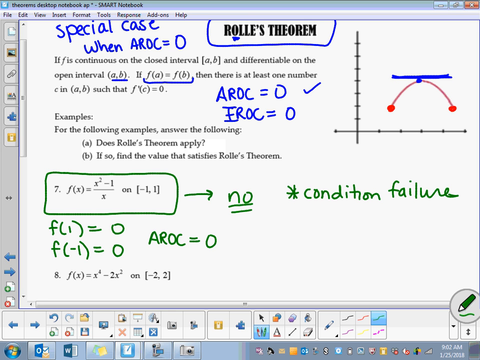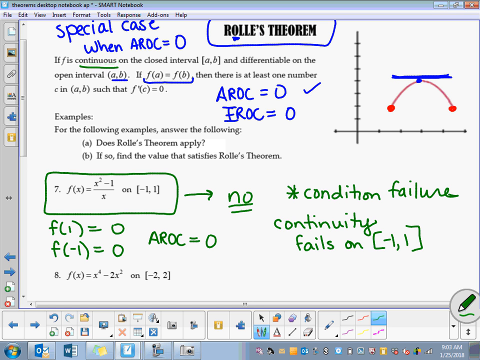Before we worry about the average rate of change being 0, we have to make sure we've got the continuity. I'm going to leave this as an open-ended question. Continuity fails at negative 1 and 1. I'm going to leave that open for you to think why. And if you're not sure why, that needs to be something to come back and talk to me about.